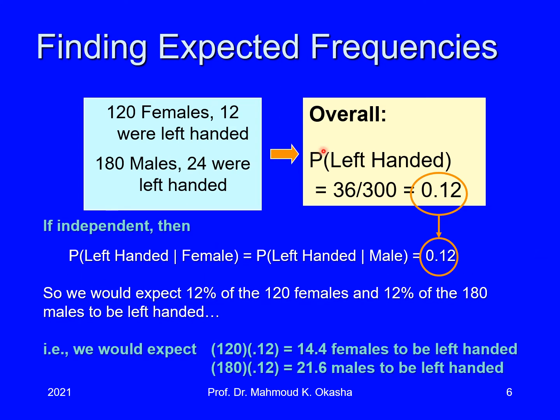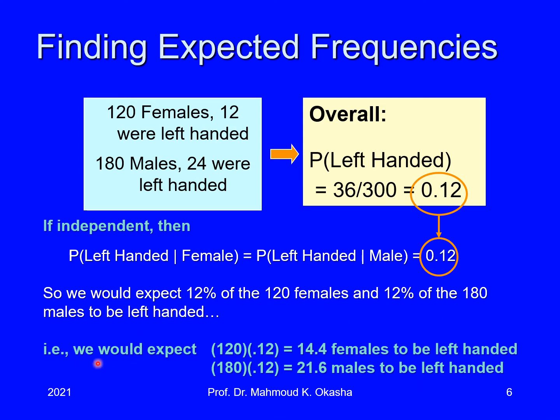So the overall probability of left-handed will be all the left-handed, 36, divided by 300, which is 12%. So the probability of left-handed and female equals the probability of left-handed and male, and it will be 12%. So we would expect 12% of the 120 females and 12% of the 180 males to be left-handed. That's the expected value, it should be the same, 12% and 12%.